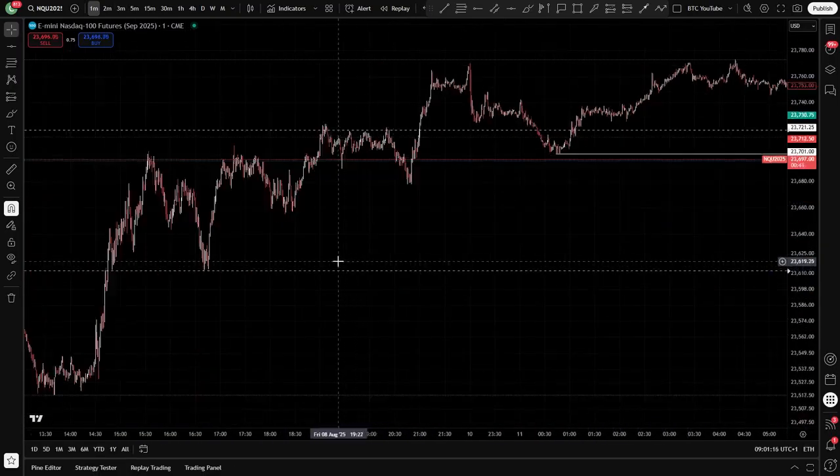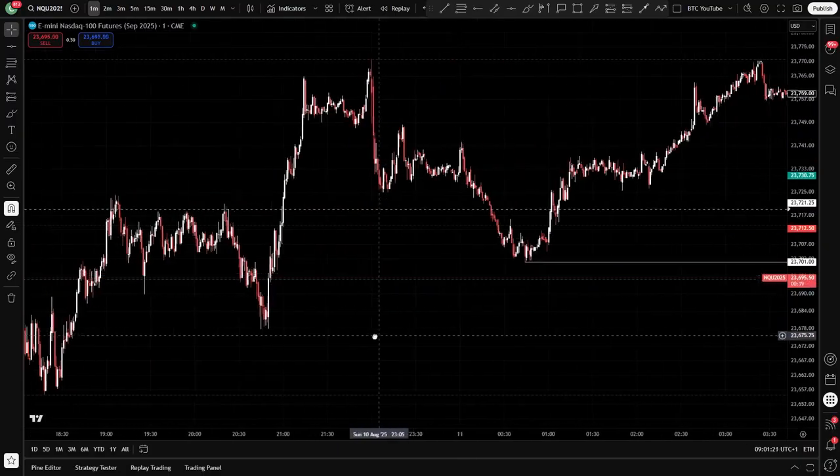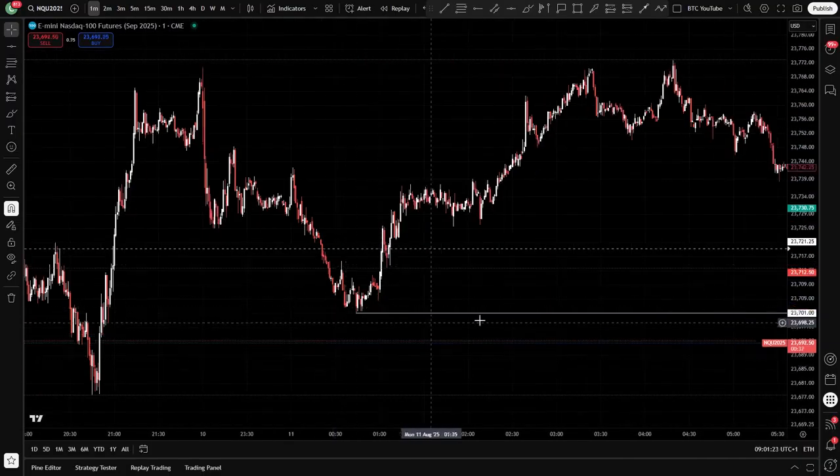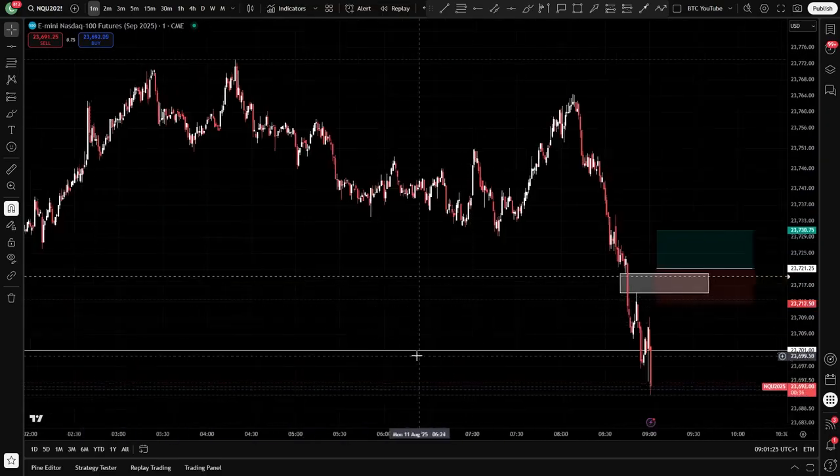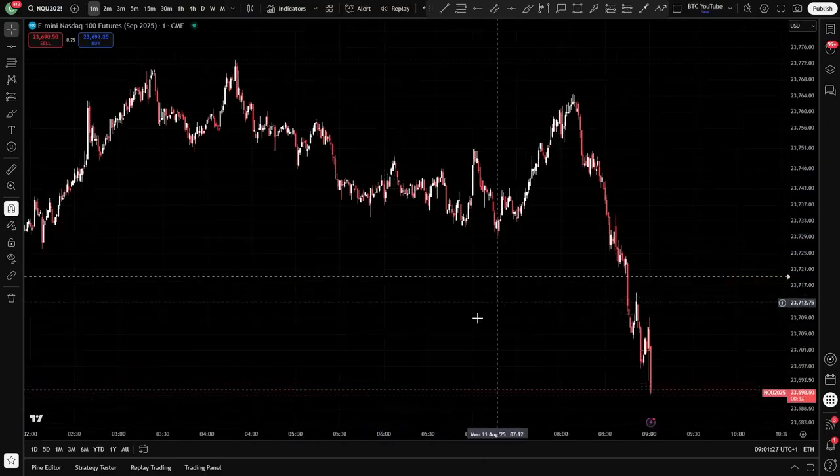I do take shorts on this, but you have to be really far away from all-time highs because generally speaking, the bias is always bullish when you're close to all-time highs. If you're being honest with yourself, shorting all-time highs is always a really risky endeavor.